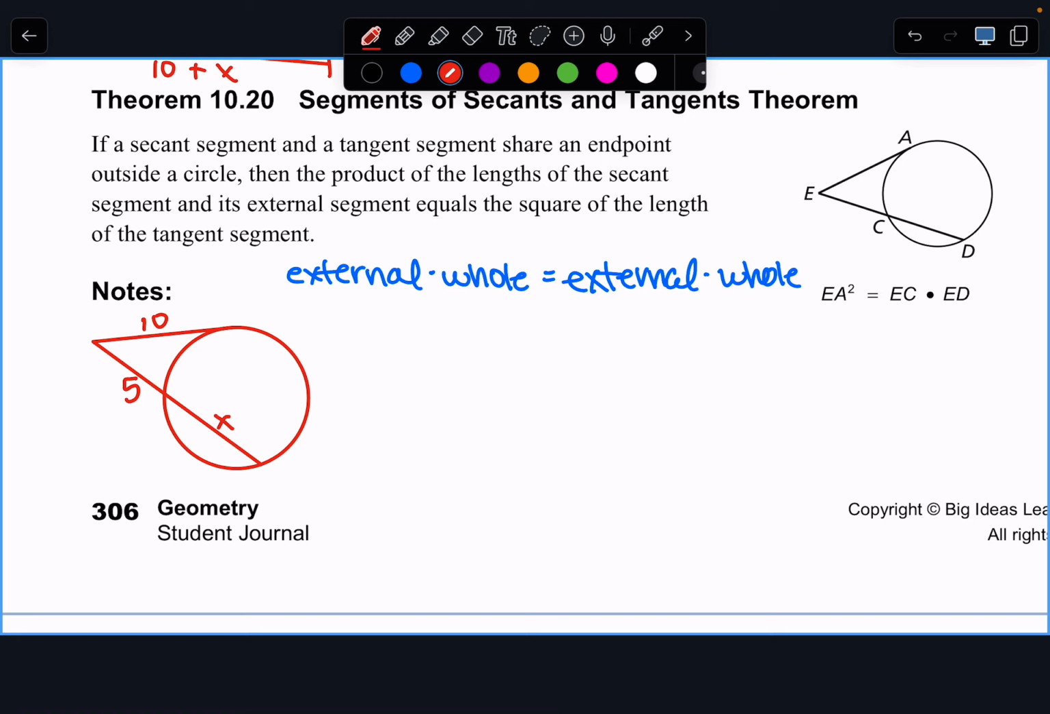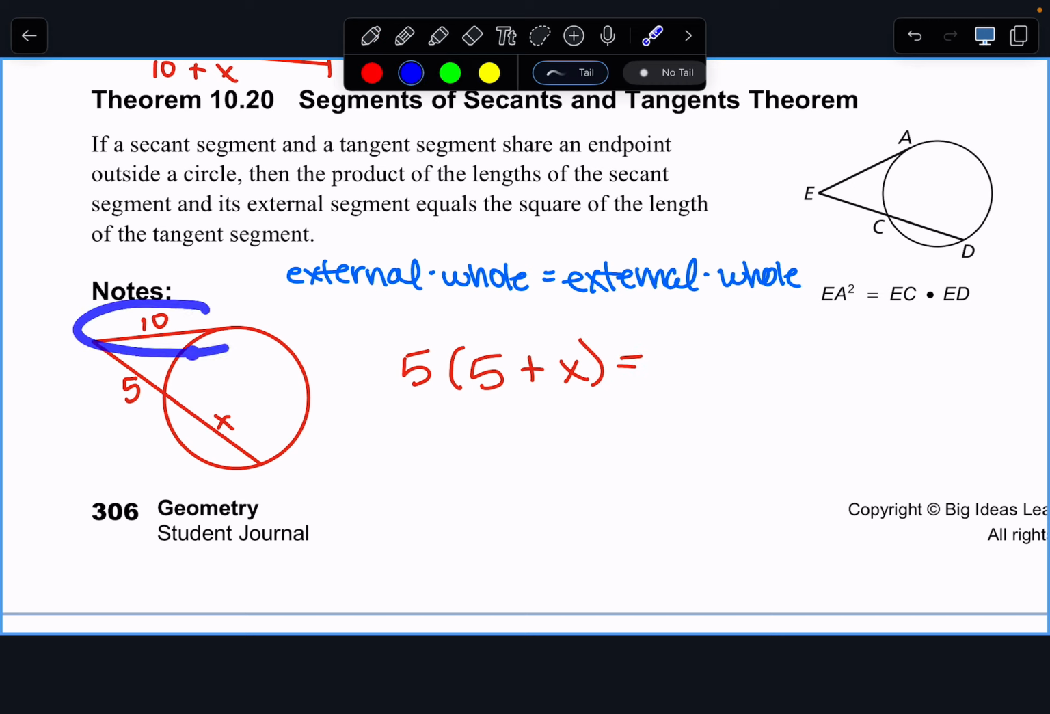Again, external times whole equals external times whole. So this guy right here, what's the external? And what's the whole? 5x plus x, please. Over here, what's the external? What's the whole? So 10 times 10. 75 divided by 5.